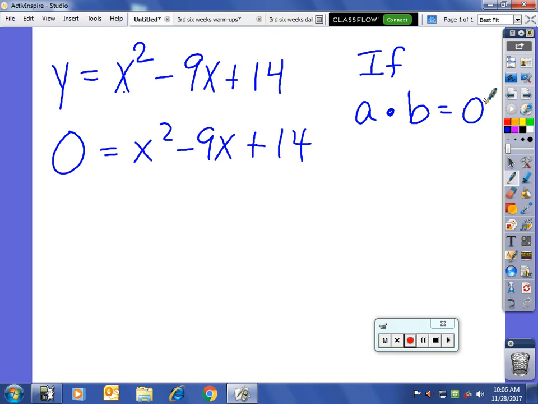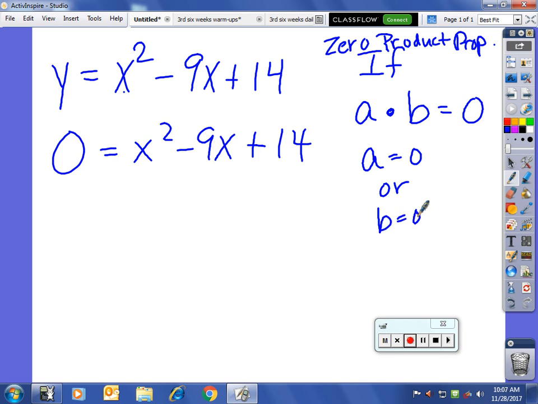This is called the zero product property, and this is also used today in our lesson. Zero product property. That means if you have two numbers or two factors or two of anything that multiply together to equal 0, that means that either A equals 0 or B equals 0, or what else could be possible? Or they could both be 0. And in today's problems, they both are going to be equal to 0.